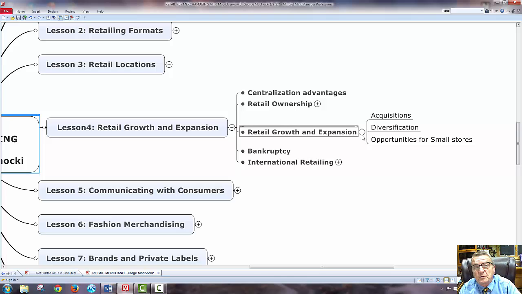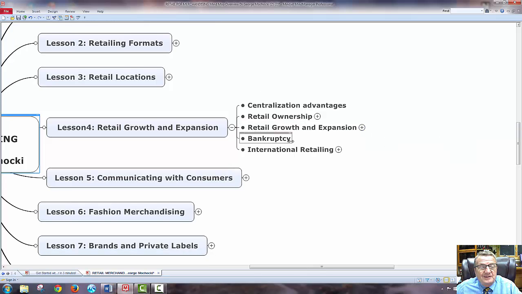So where do I open up the store? Enough for now on that. And bottom line, if you can't grow, bankruptcy, how to get out of the creditors and go someplace else.